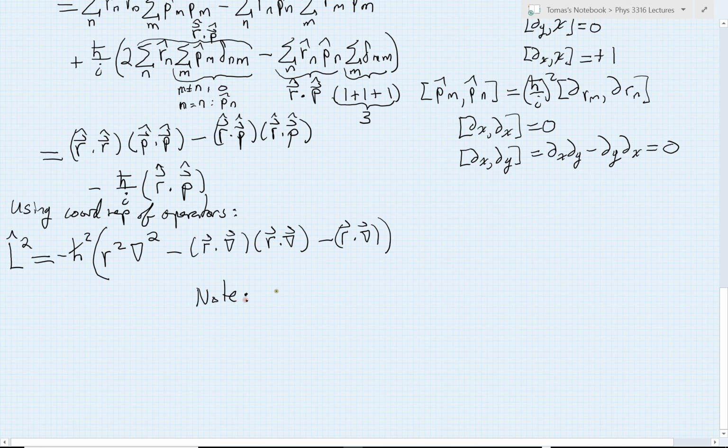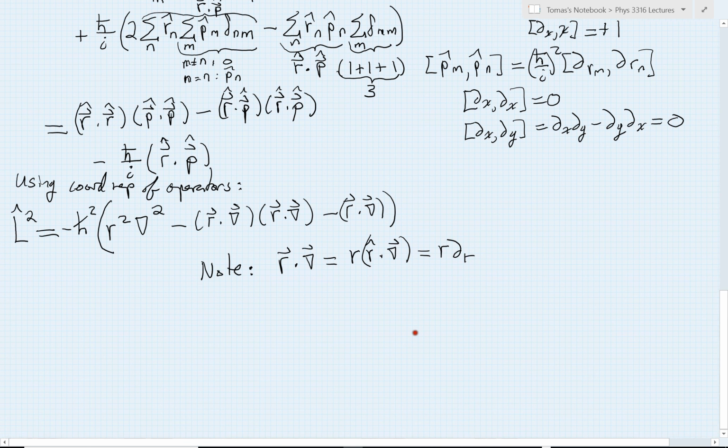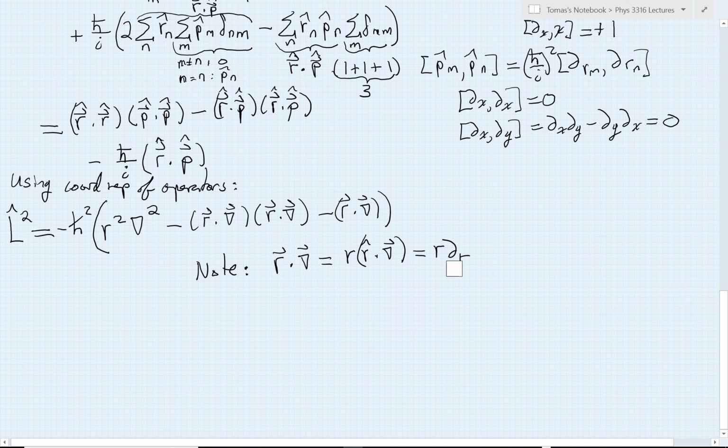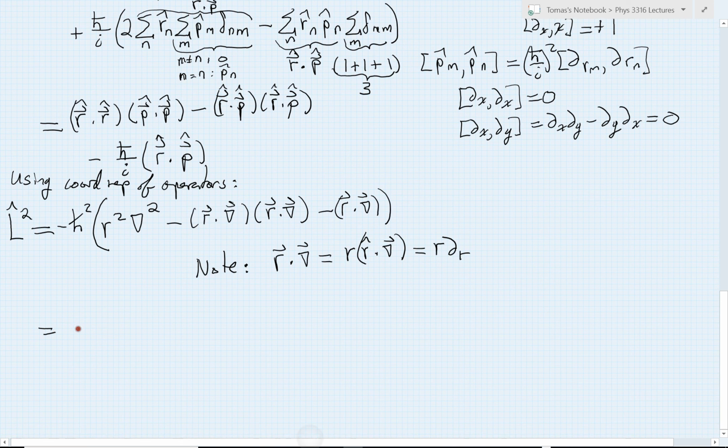Note, when I do r dot del, back to our vector calculus, the r vector is just the distance from the origin r times the unit vector r hat dotted with del, right? And we're in our coordinate representation now, so we're just doing normal vector calculus. Now the unit vector, any unit vector dot del, gives me what's called the directional derivative. And the direction I need the derivative in is the r direction, so that r dot del is actually just d by dr. So we're in very good shape now, I think, to continue simplifying things a bit. This is going pretty well.